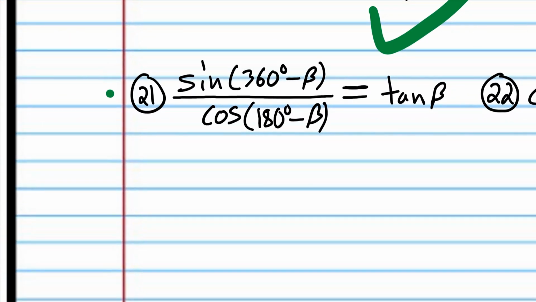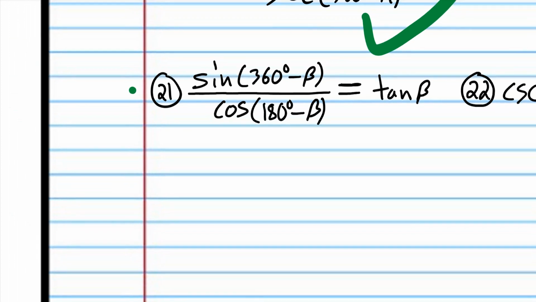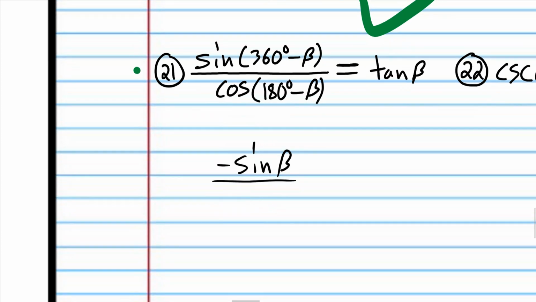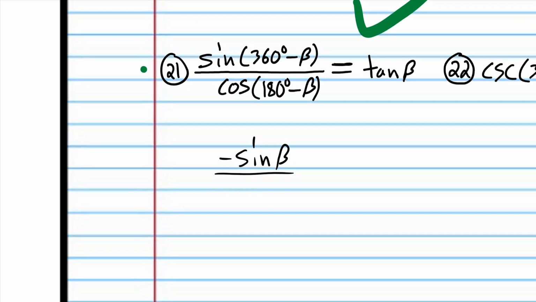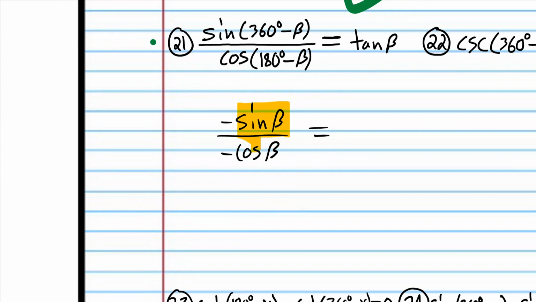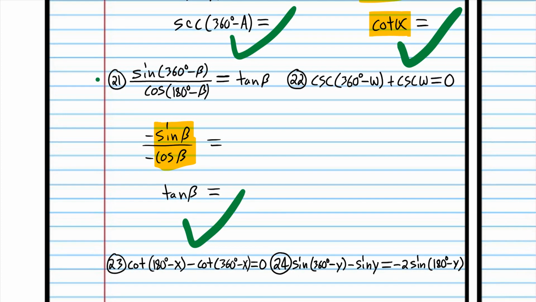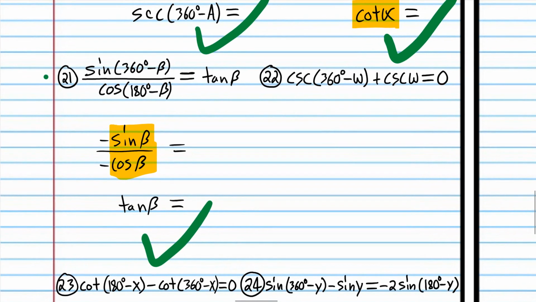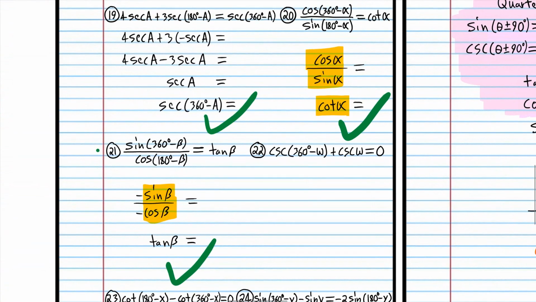Okay, we're back. So sine 360 degrees minus beta is the same thing as negative sine beta, and cosine 180 degrees minus beta is the same thing as negative cosine beta. The negatives cancel out, and of course we have a ratio identity here, so we get tangent beta. Okay, so if you got that one right, good job. Try number 22. When you come back, we'll do it together.